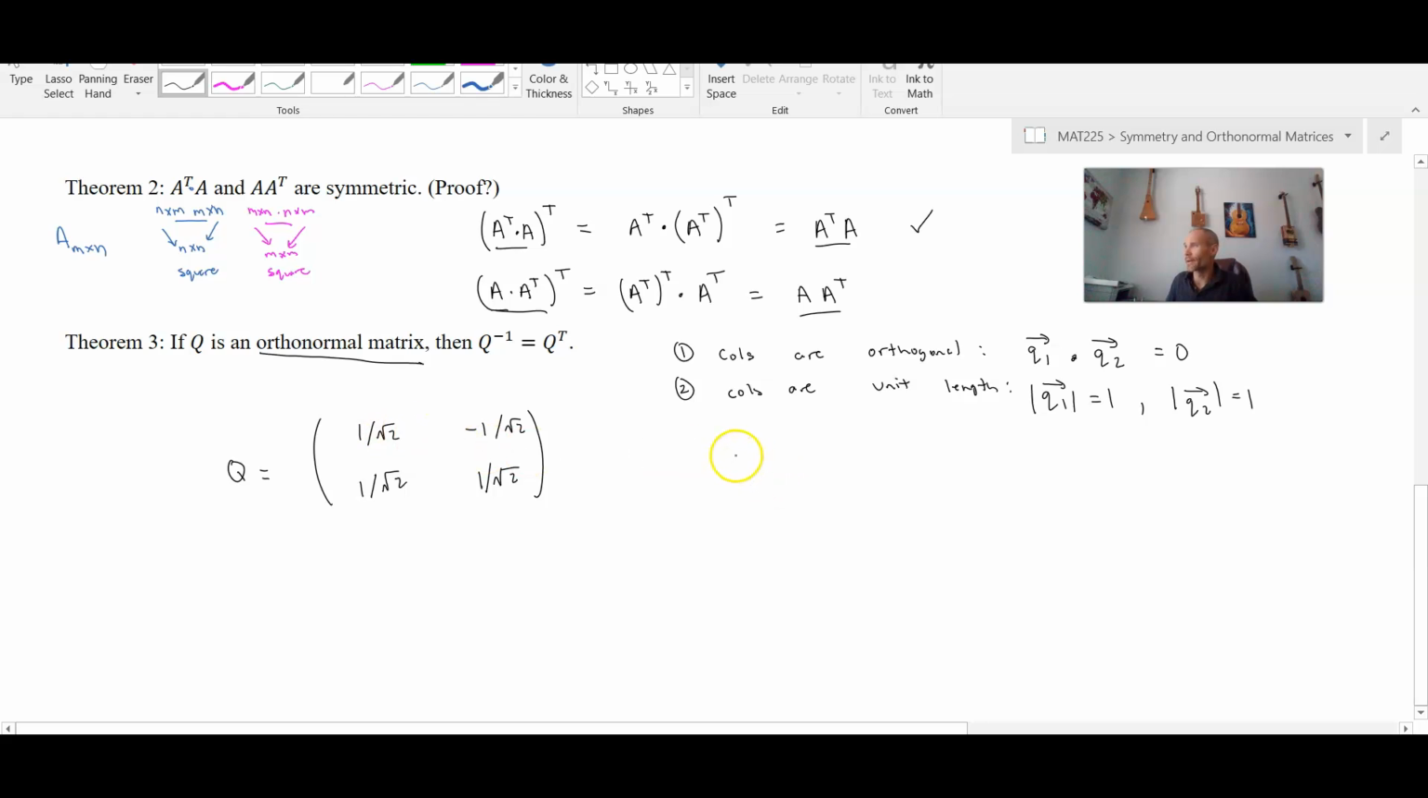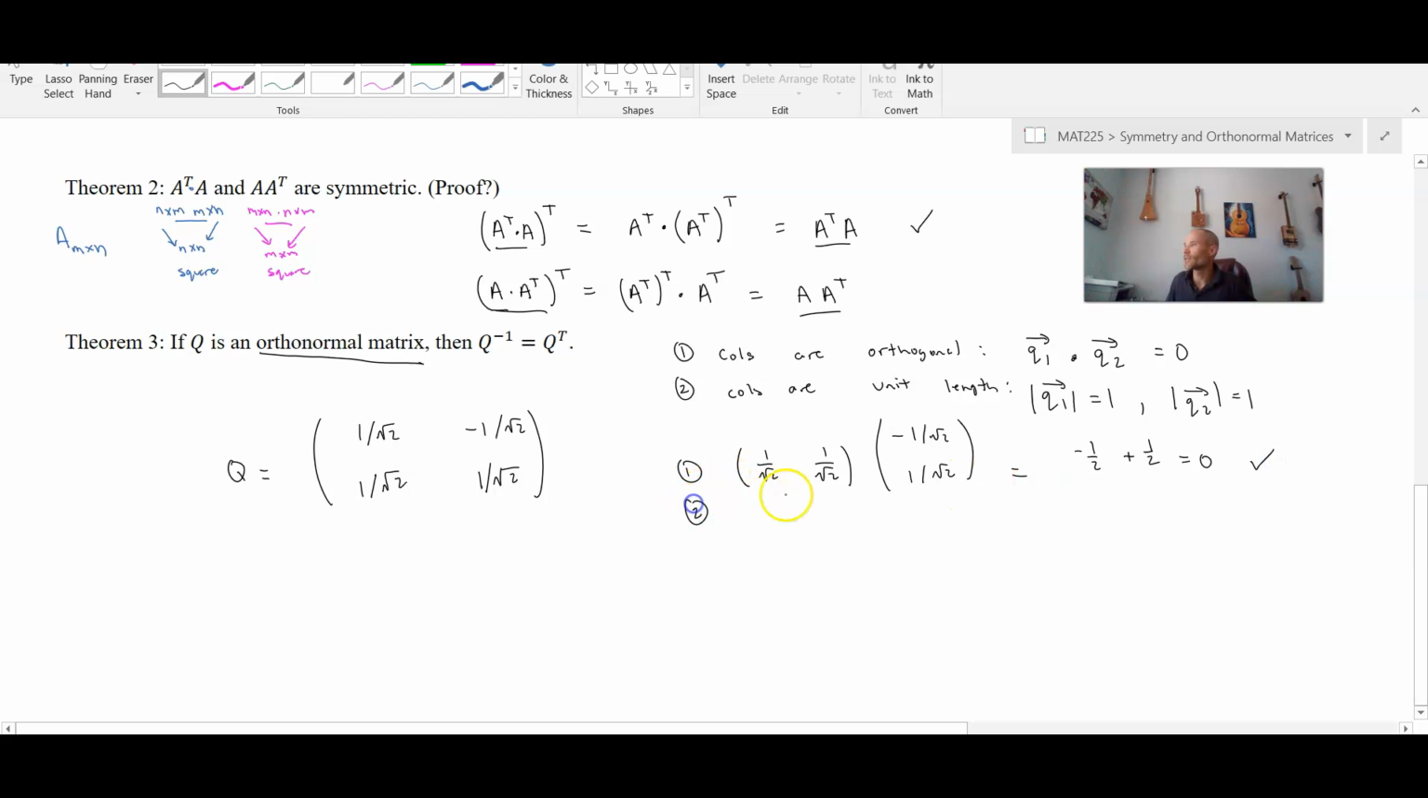We can see that the columns are orthogonal. If I take the dot product between 1 over the square root of 2 and 1 over the square root of 2, and I dot that with negative 1 over the square root of 2 and 1 over the square root of 2, then I end up with negative 1 over the square root of 2 times 1 over the square root of 2, which is negative 1/2. And here I'll have 1 over square root 2 times 1 over square root 2, which is plus 1/2, which equals 0. So that satisfies the first condition.